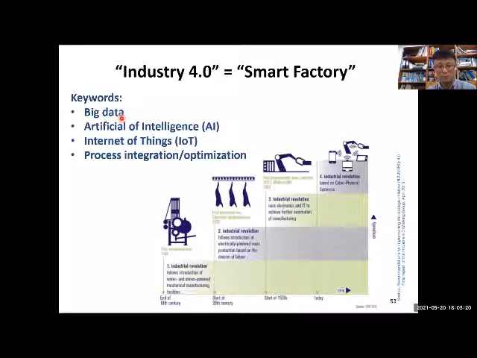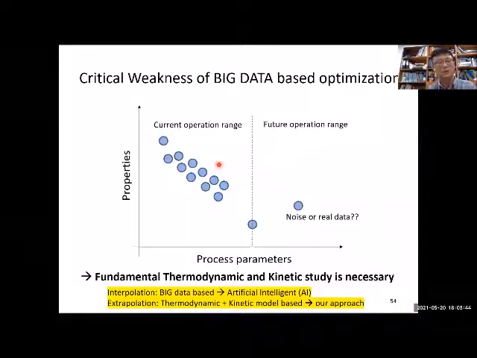But that black box model can be useful for the process optimization, for the current process. So we want to actually control the system within the current operation as good as possible, as efficient as possible, as economic as possible by using this big data analysis using the AI. Okay, that's the Industry 4.0.